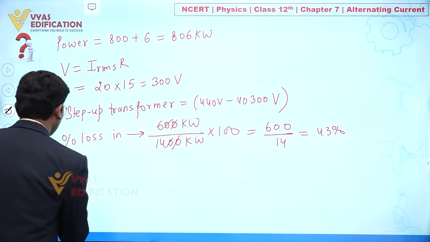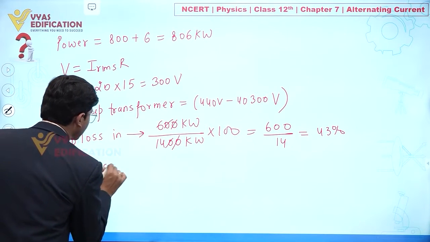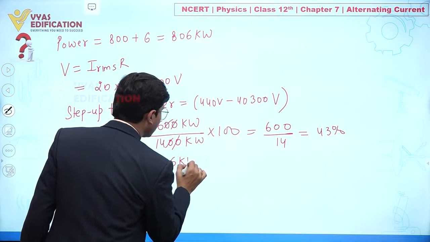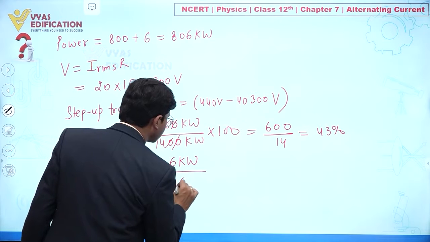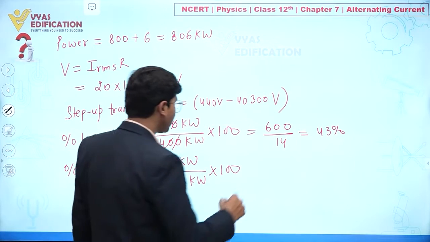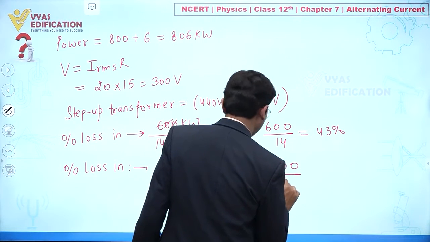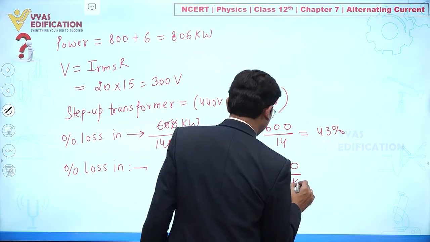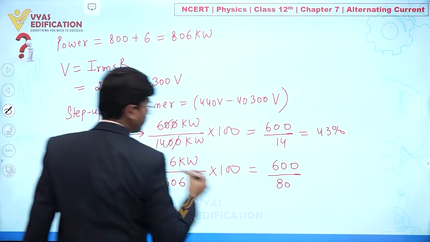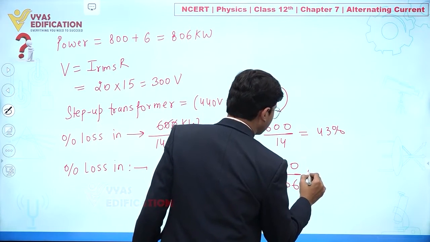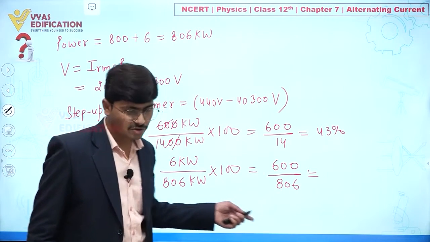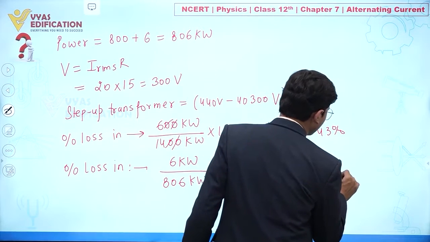But what will happen when we talk about percentage loss in this particular question? You can say only 6 kilowatt power we are losing, and we are giving input as 806 kilowatt power, multiplied with 100. Clear? So now we can write this as equal to 6 divided by 806 multiplied by 100. Now 6 divided by 806 means this is less than 1. Yes or no? It means we are getting a percentage of 0.74%.